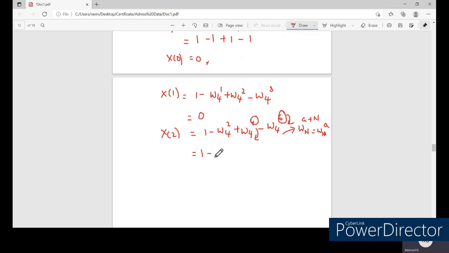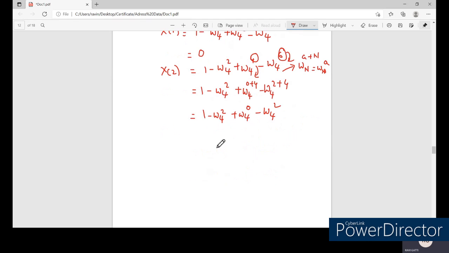So what can we write? That is 1 minus omega 4 to the power of 2, this we cannot change, and we can write omega 4 to the power of 0 plus 4 minus omega 4 to the power of 2 plus 4. If you write this, 1 minus omega 4 to the power of 2 plus omega 4 to the power of 0 minus omega 4 to the power of 2. Now if you substitute these values, the answer you'll be getting is x of 2 equal to 4.